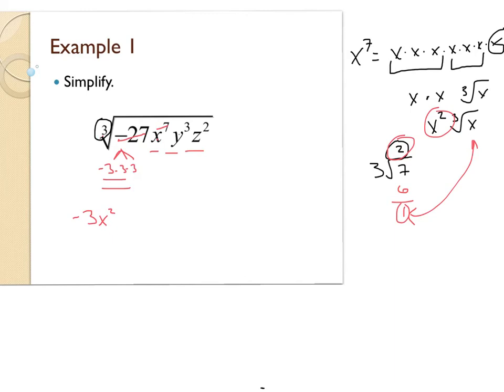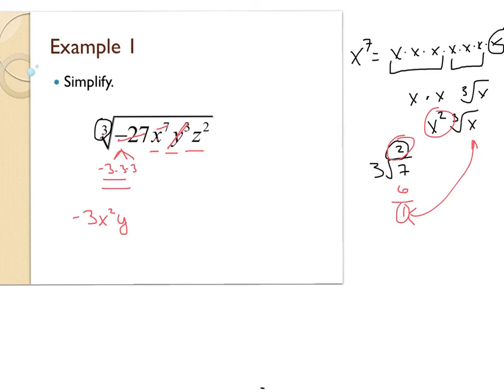3 goes into 3 one time, so I can pull out 1 y. There would be none left over. There's no remainder if I divide 3 by 3, so that gets crossed out. How many times does 3 go into 2? It doesn't go into 2, so I can't pull any z's out.